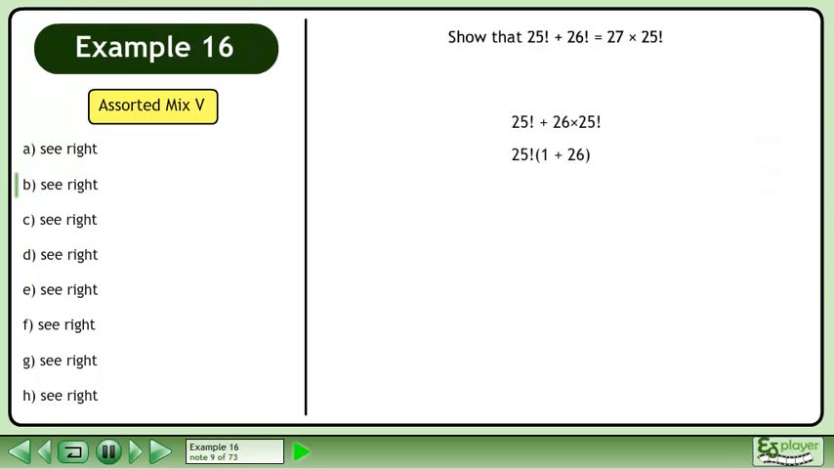Factor out 25 factorial. One plus 26 equals 27. We have now shown that 25 factorial plus 26 factorial equals 27 times 25 factorial.